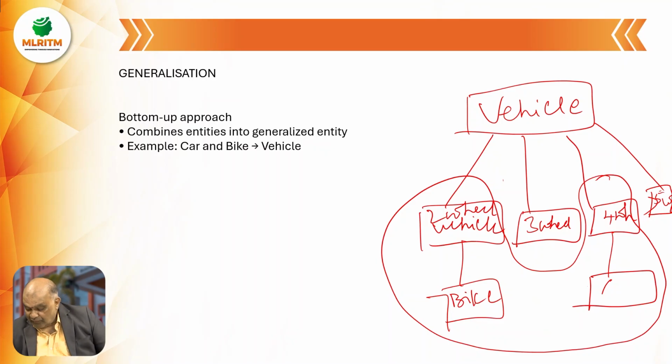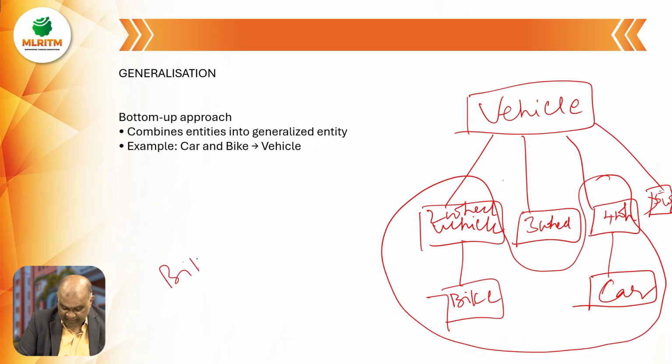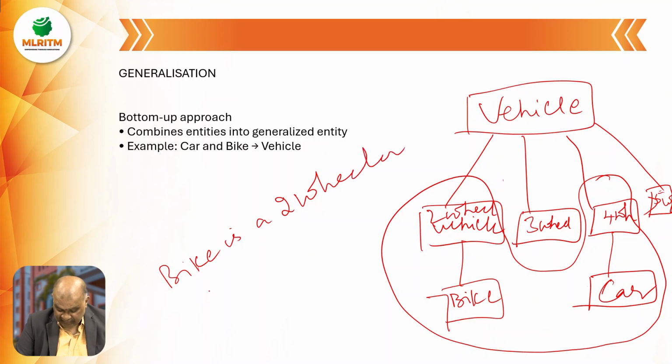So we are going to follow a bottom-up approach. That means first we will specify what is a bike. We'll understand bike. Bike is a vehicle. So we can write like this. We can give the statement like this. Bike is a vehicle. Bike is a two-wheeler vehicle. I can write like this.